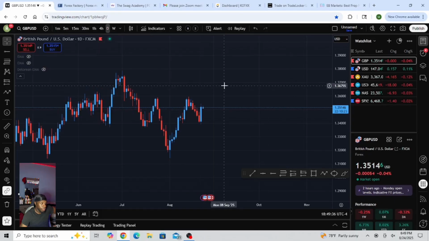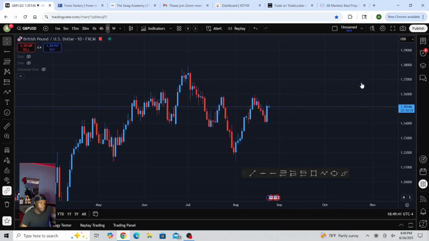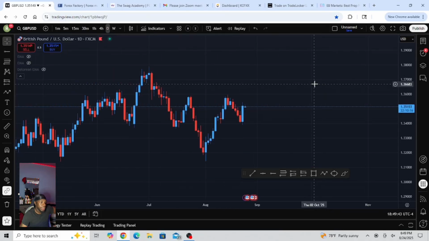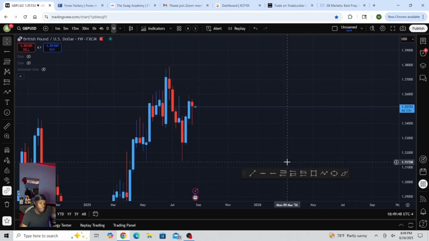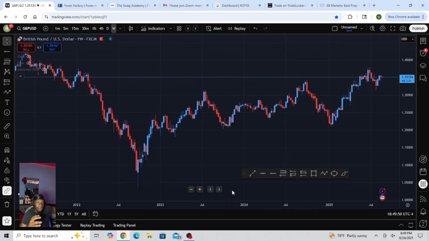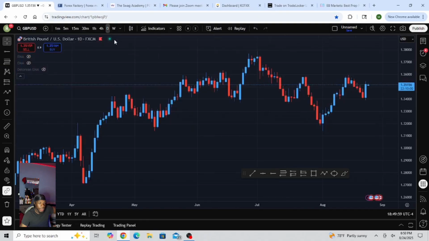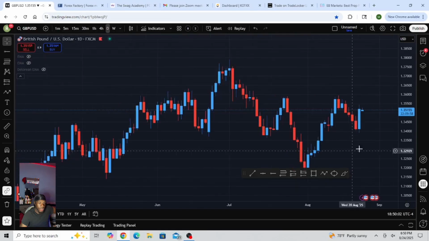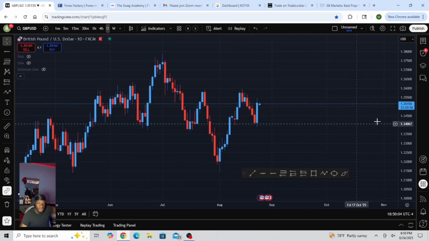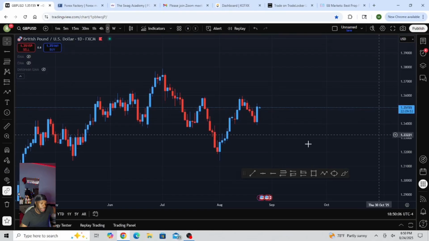But first and foremost, I start on a blank chart, and I work my way down from the daily. I usually look at the weekly sometimes, but haven't been so much lately, just because I want to focus on more of the now in a way. So yeah, just start off on the daily and just try to figure out highs and lows, levels of support and resistance, psychological levels, whatever the case may be.